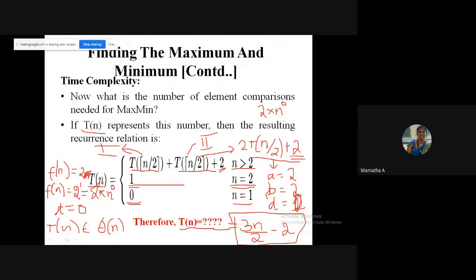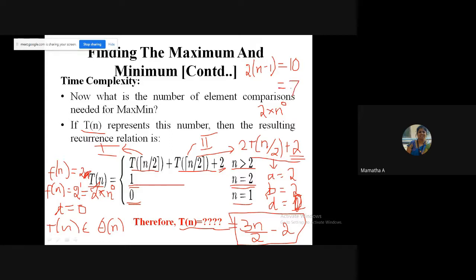Now tell me which is better. Take an example of n equals 6. Earlier, how many comparisons will you make when n equals 6? 10. In this case, when n equals 6, how many comparisons? 3 into 6 is 18. 18 by 2 is 9. 9 minus 2 is how many comparisons?